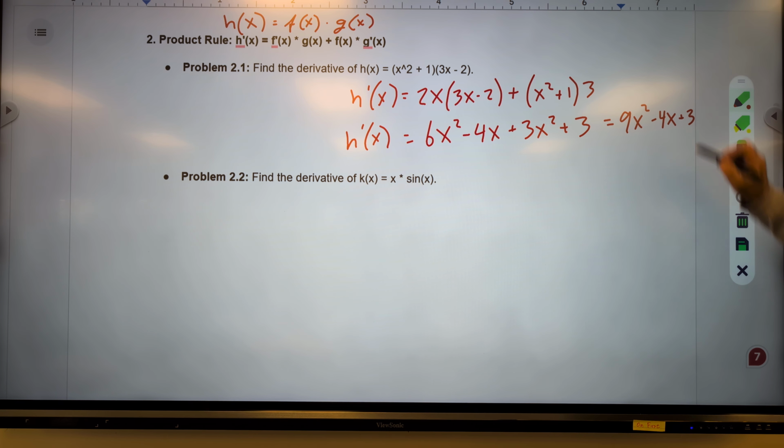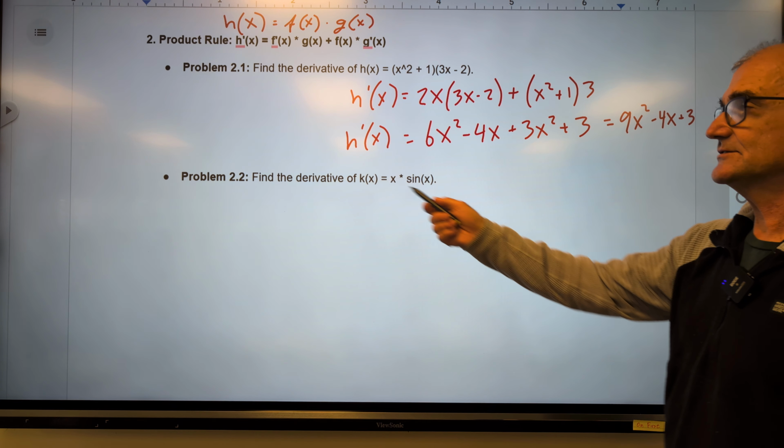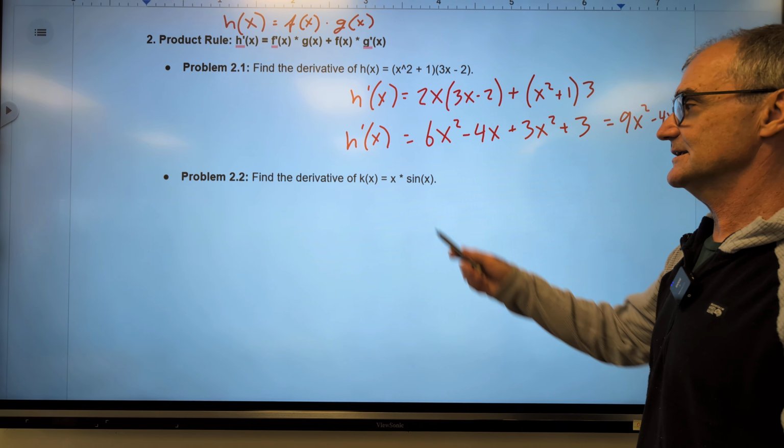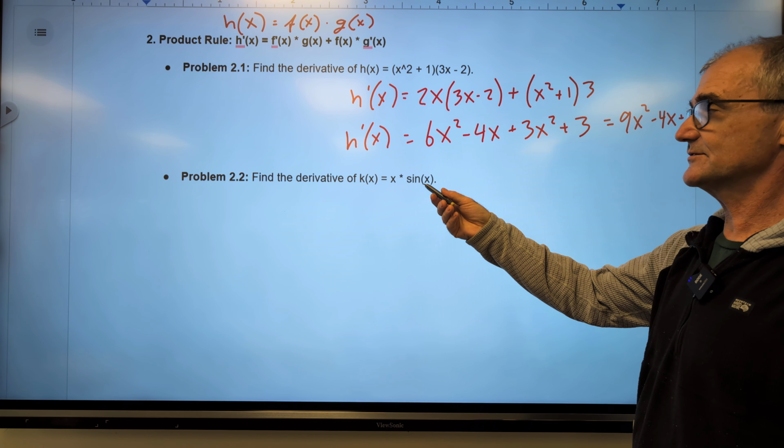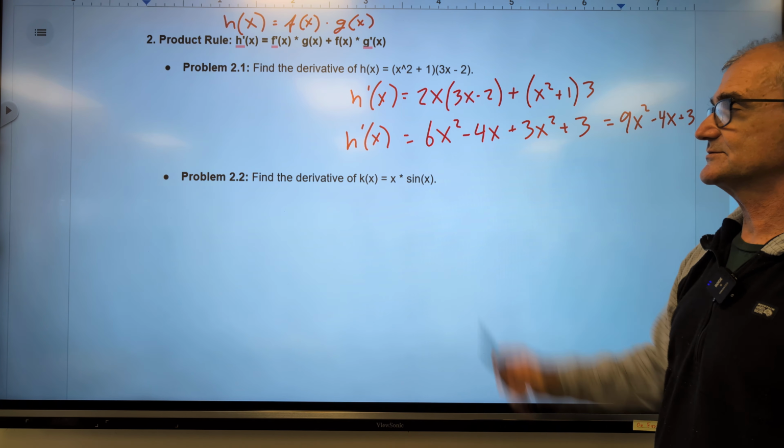Again, pause the video. Do the problems before I do them. We're going to find the derivative of k of x here. It is one function times another function, f of x times g of x.